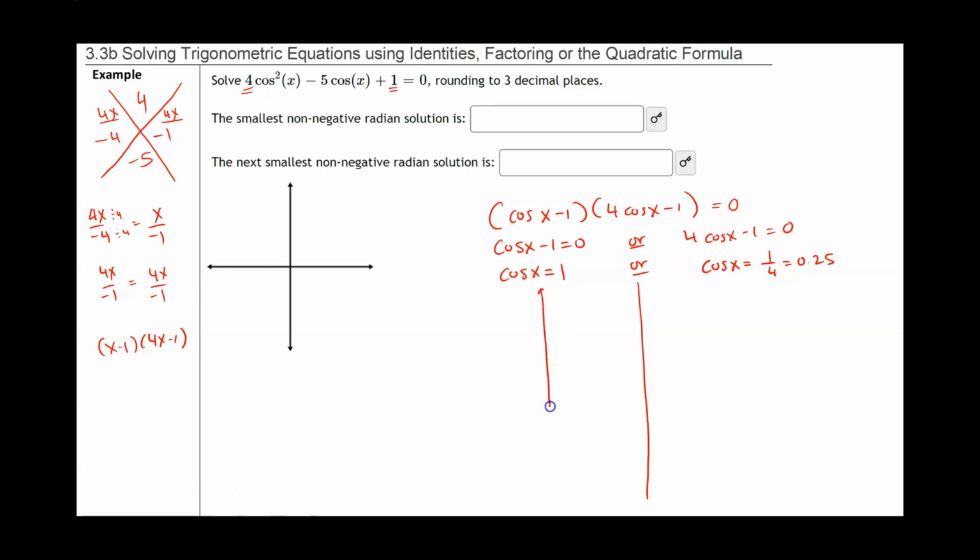So if I draw my unit circle, I want to know, cosine is associated with the x value, so which angles have an x value of 1? So this point is 1, 0, this point is 0, 1, this point is negative 1, 0, and this point is 0, negative 1. So I want an x value of 1, which is going to be at 0 radians.